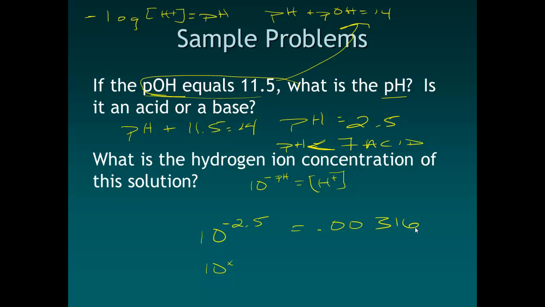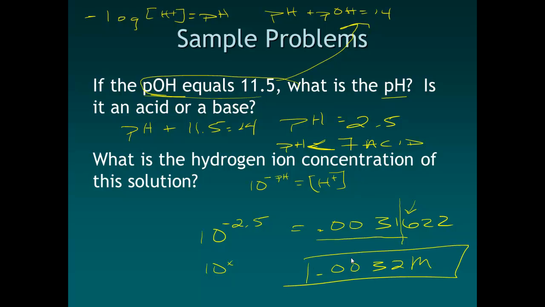0.003162 and some more numbers, okay? I want you to keep the non-zero numbers past the decimal because we want the first two sig figs. So I'm going to keep these numbers right here. So 0.003, it's a 1. After the 1, I look to the next number. It's a 6. That rounds up. So 0.0032. My units for concentration are molarity. And that's my answer. Okay.